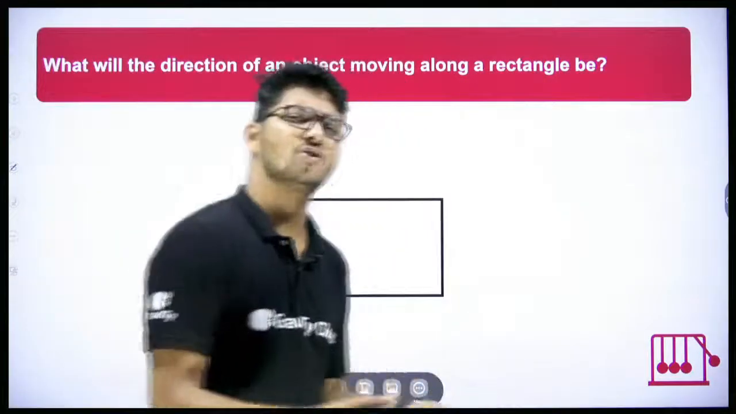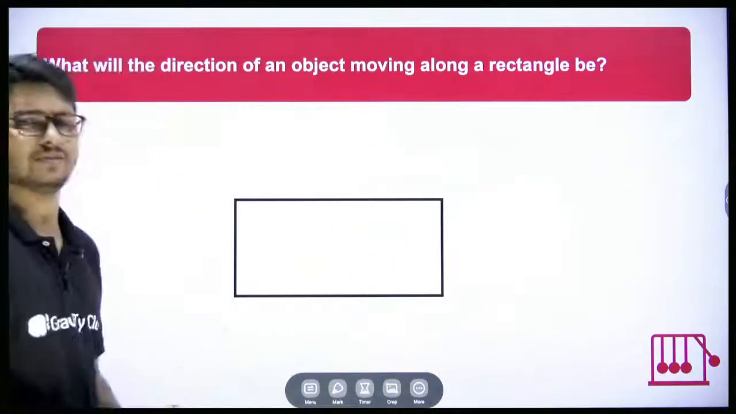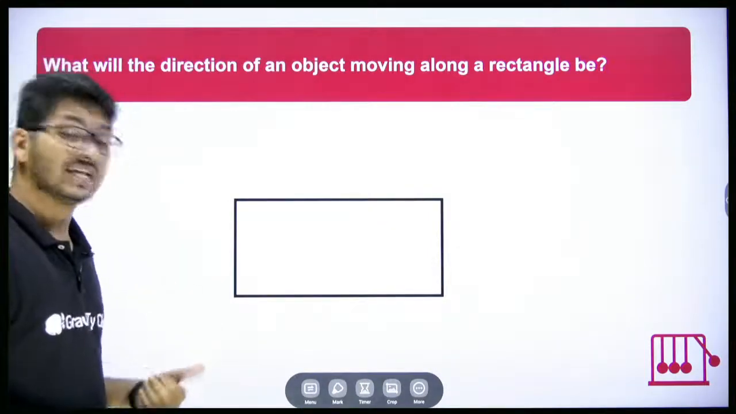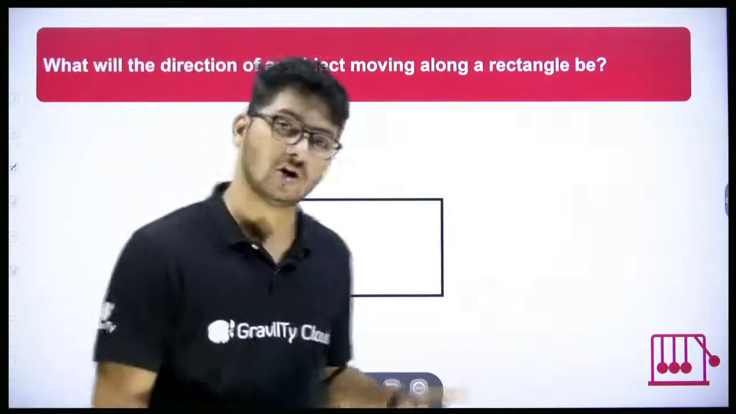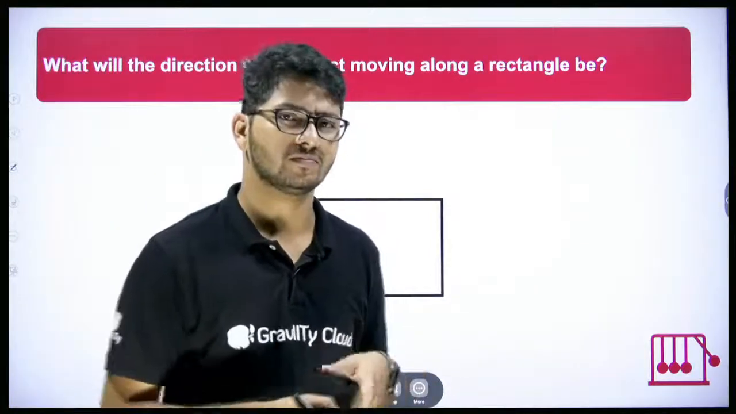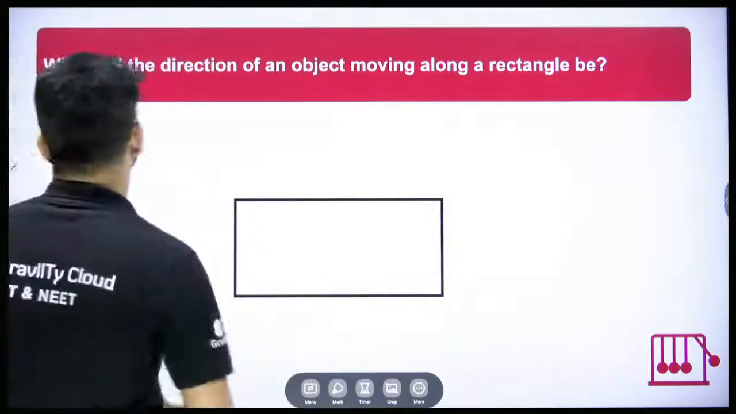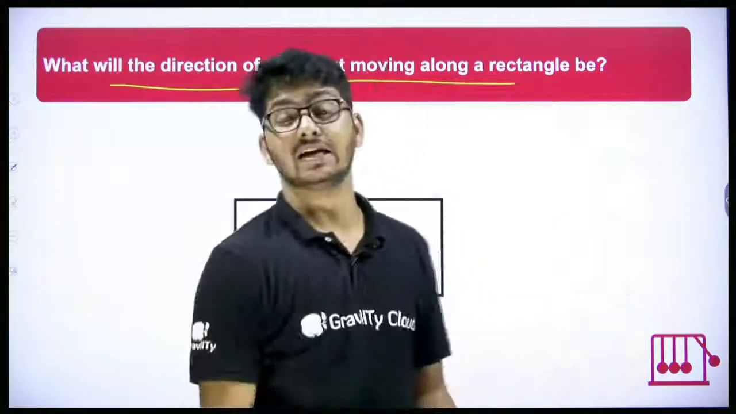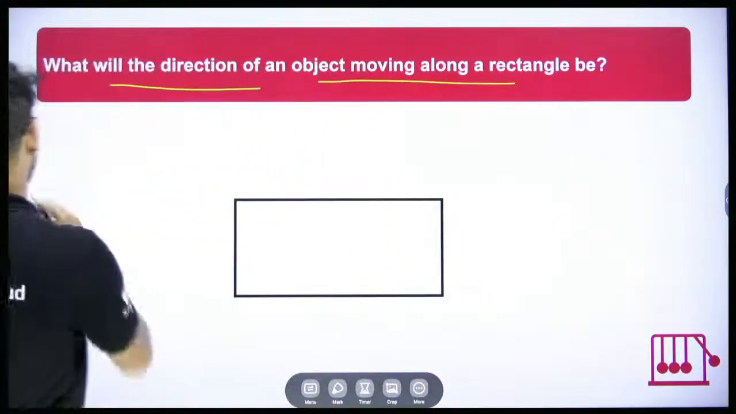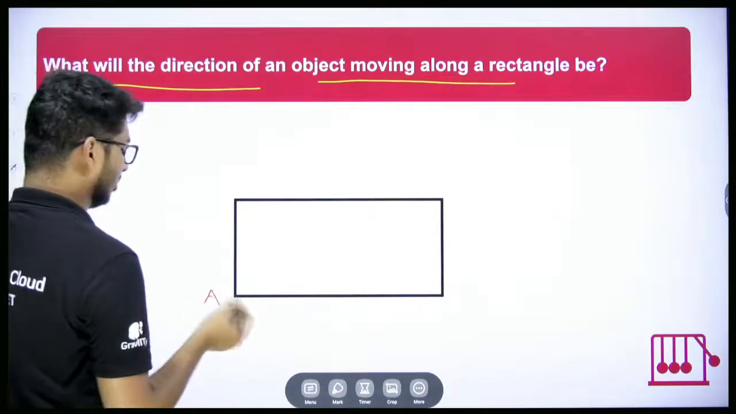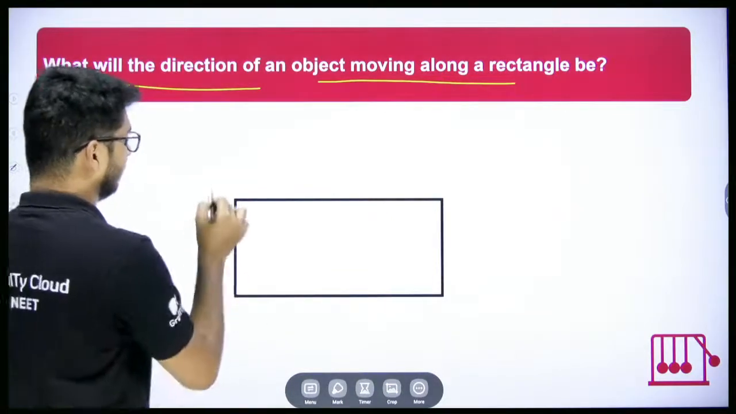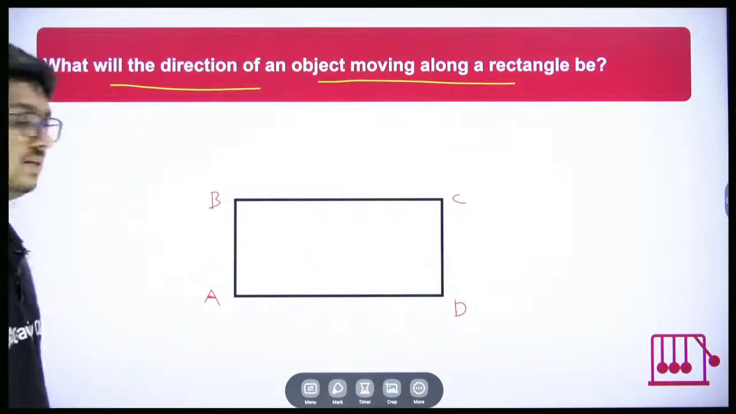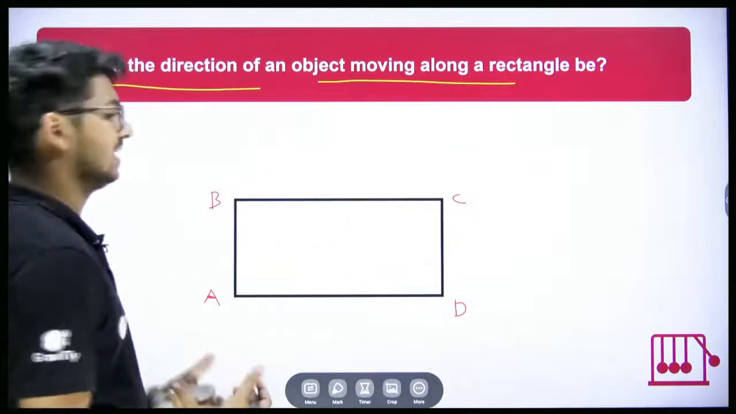Simple. Now let's again go back into shapes. There are a few questions through which we'll understand what is the direction of motion or direction of velocity in a circular motion. For that, let's go into a few questions. So what will the direction of an object moving along a rectangle be? So if an object is moving along this rectangle, I'll call the rectangle A, B, C, D.